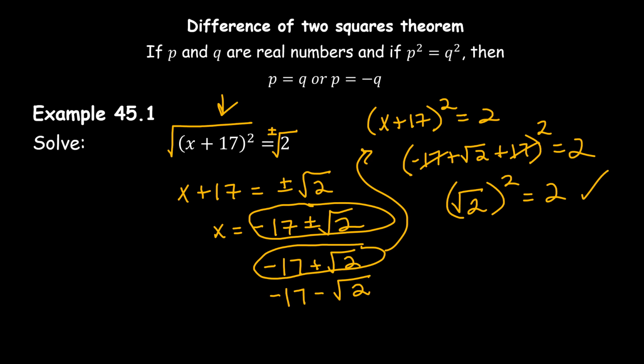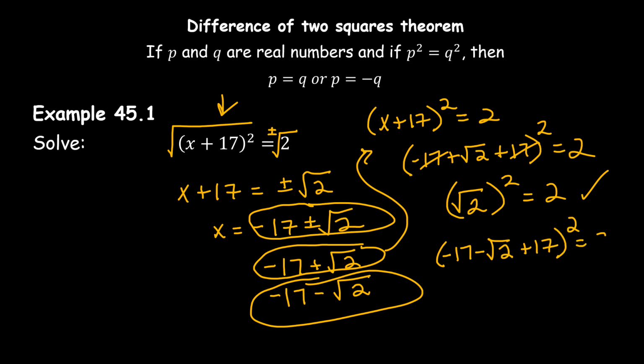If I put in negative 17 minus the square root of 2 into the equation, I will have negative 17 minus the square root of 2 plus 17, quantity squared, equals 2. The 17s will still cancel out, and I'll have the negative square root of 2 squared equals 2, and that is also true.